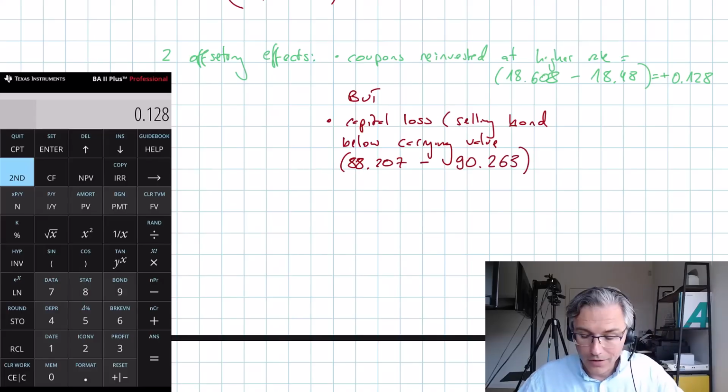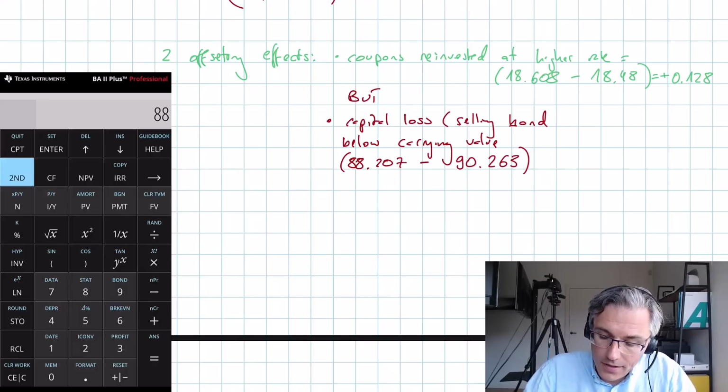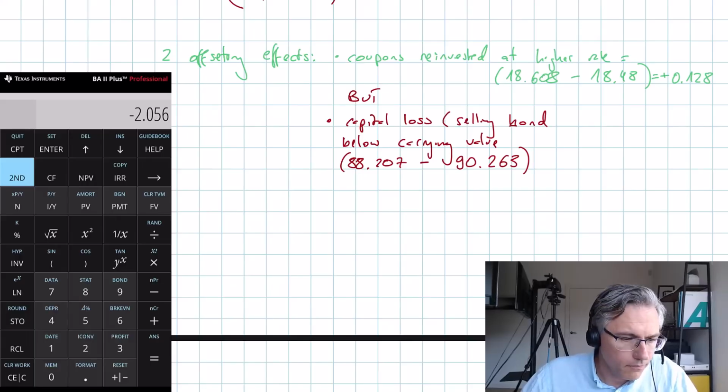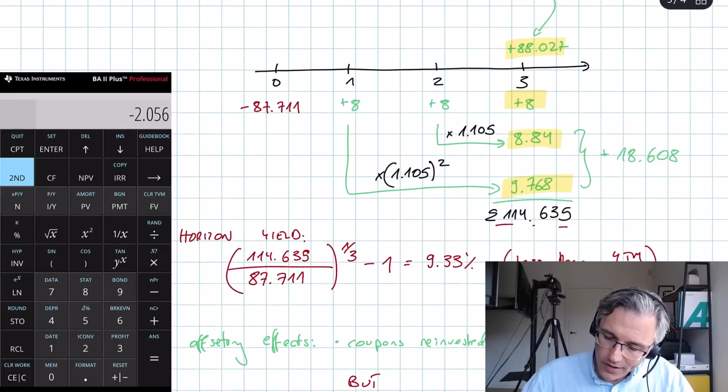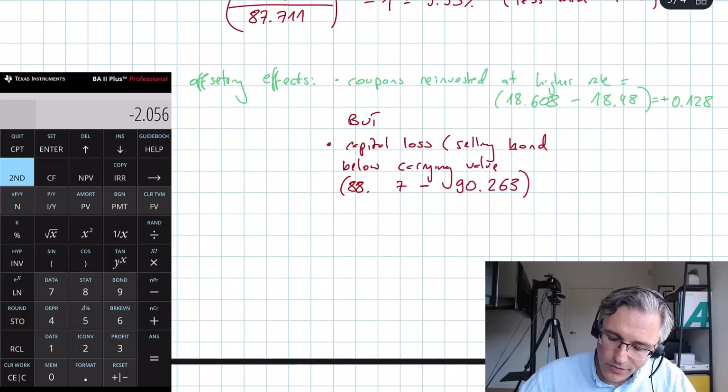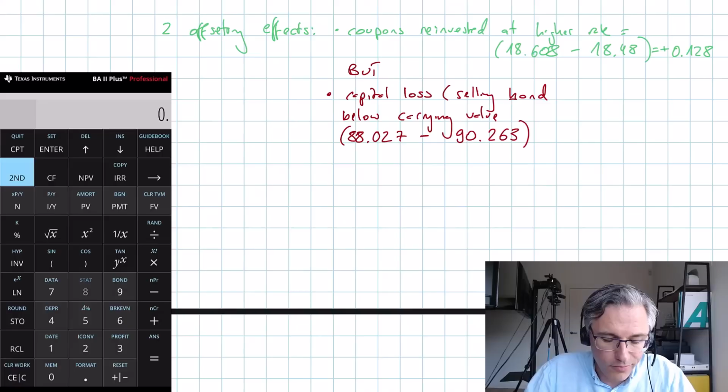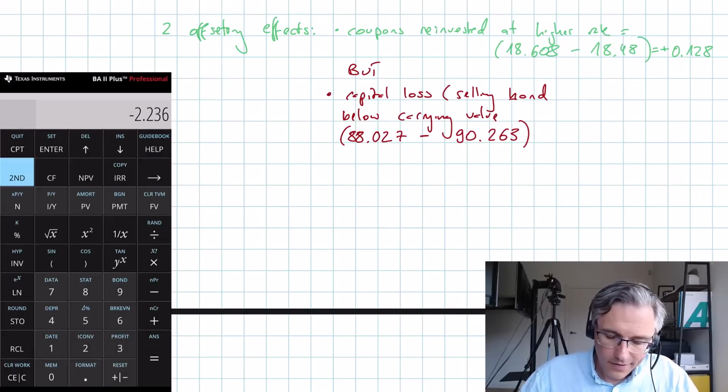90.263. I believe I got that number right. Let's see, 88.207 minus 0.263. Okay, I think I got that one wrong actually. Yeah, I got this number wrong. Apologies. Let's go back here and check it. No, it's 88.027. Right, I knew I was staring at the wrong number. 88.027 minus 90.263. Okay, now it's good.